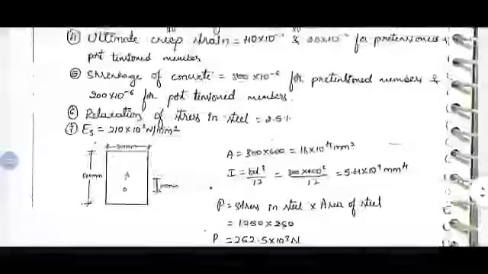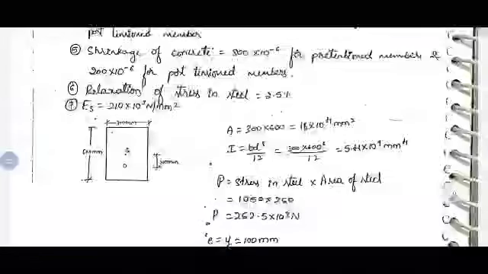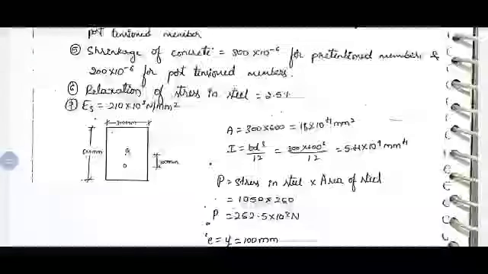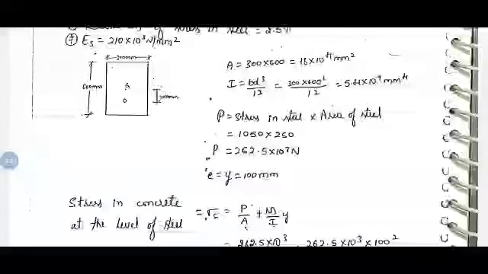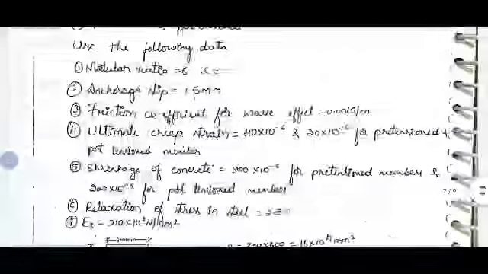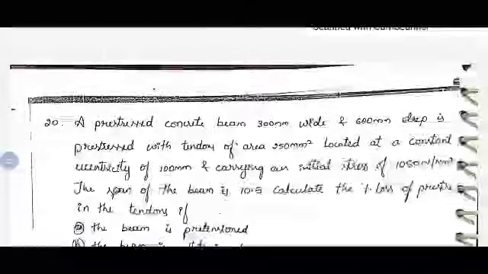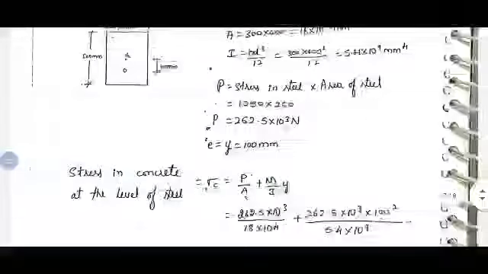Stress in concrete you need to find out. So first, area, moment of inertia, stress in steel is given, area of steel is given, so we'll get pre-stressing force, eccentricity. Since it is uniform eccentricity, there is no slope, this is constant eccentricity, there is no slope at all, slope will be 0.